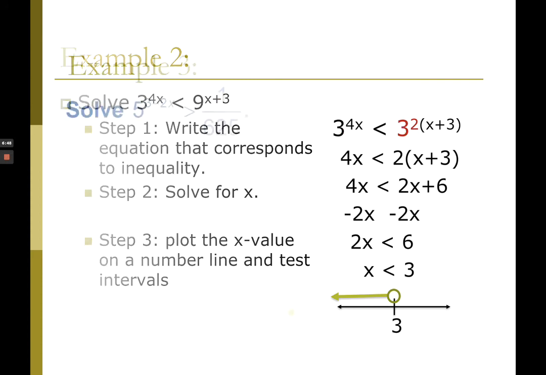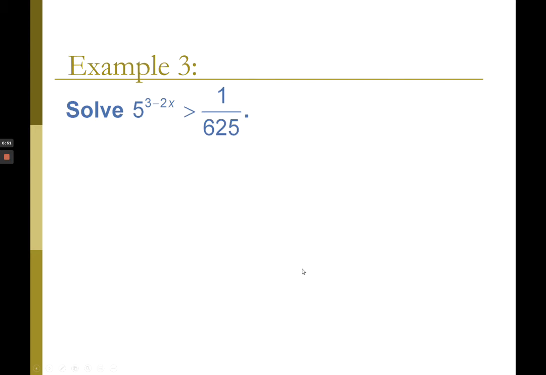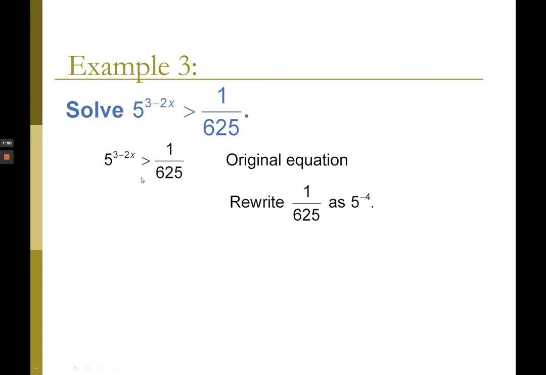Let's have your third example. Solve 5 raised to 3 minus 2x is greater than 1 over 625. Your original equation, what you can do first is, remember, you can rewrite this into a whole number base, and 625 can actually have a base of 5 raised to a number. It's actually 5 raised to 4. 5 times 5 times 5 times 5 is 625. If you have the power table, you can use that one. Remember to always refer to where we can find 5 and 625 in the same row.